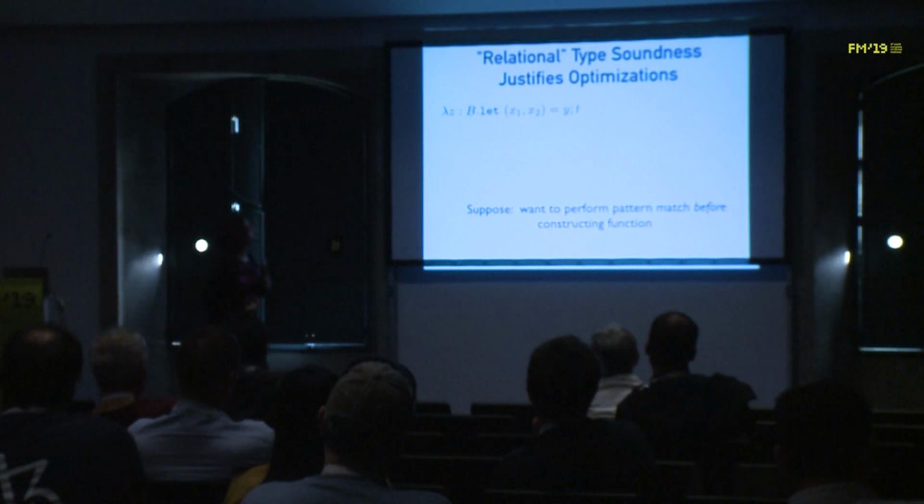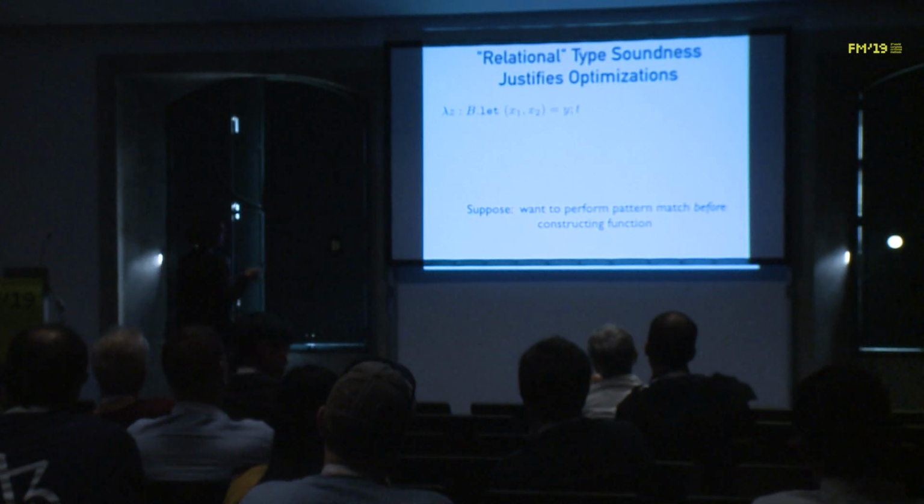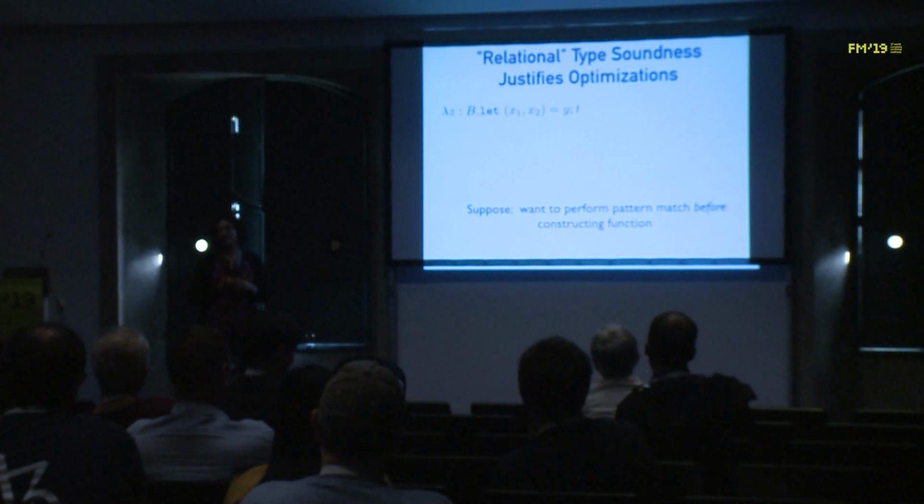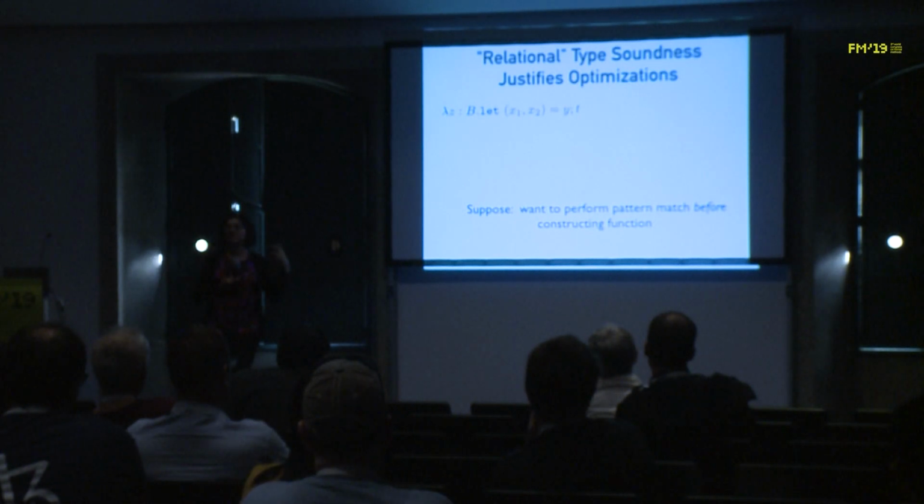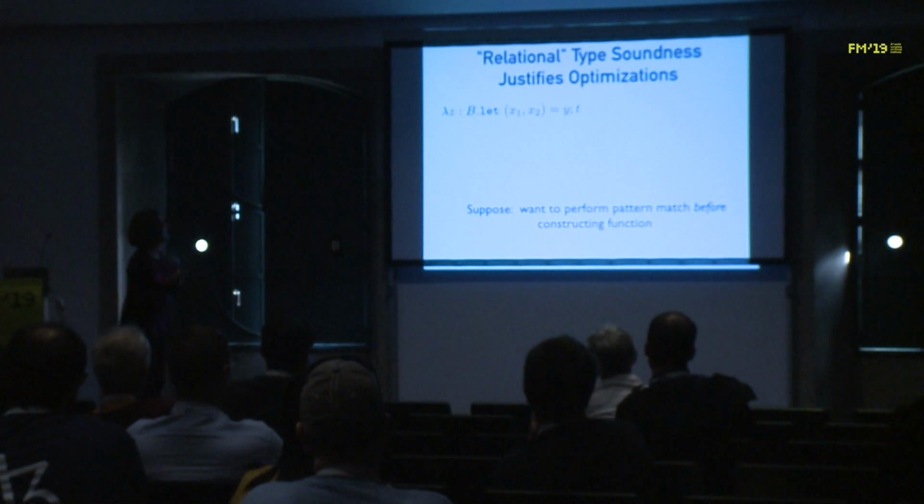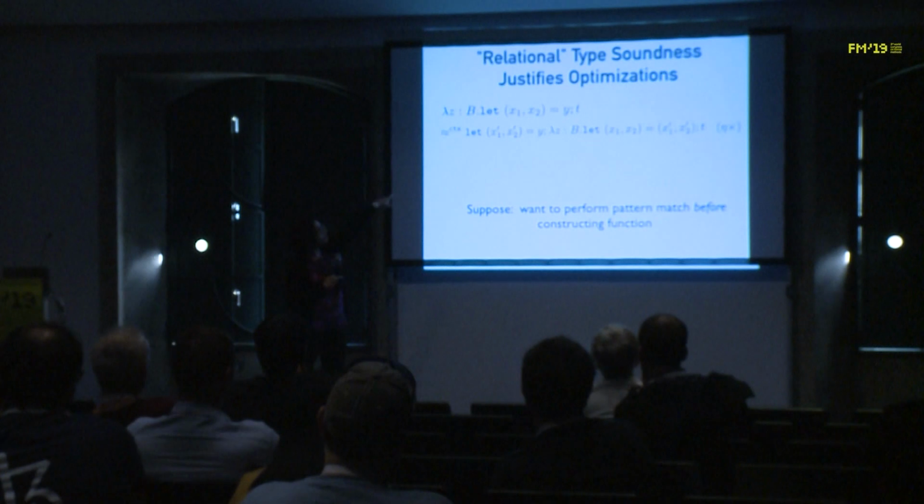Okay, so let's say you have this piece of code, which is a function doing a match on that pair inside. Suppose that you want to perform that pattern match before you construct the function. Maybe in that term t, you're only using x1 but not x2, and so if you pull the match out of the lambda, then maybe you'll have a smaller closure with a smaller environment, etc. So we can rewrite this using the eta rule for pairs to pull that match out.